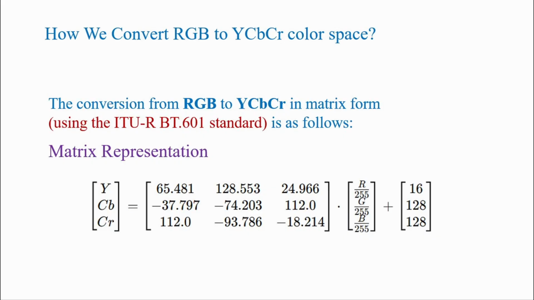Here is how we convert RGB to YCbCr using the ITU BT.601 standard. ITU stands for International Telecommunication Union. This is represented as matrix multiplication. The Y component, luminance, is calculated by a weighted sum of red, green and blue intensities, emphasizing brightness. The Cb and Cr components, chrominance, capture the color differences, blue minus luminance and red minus luminance, respectively.